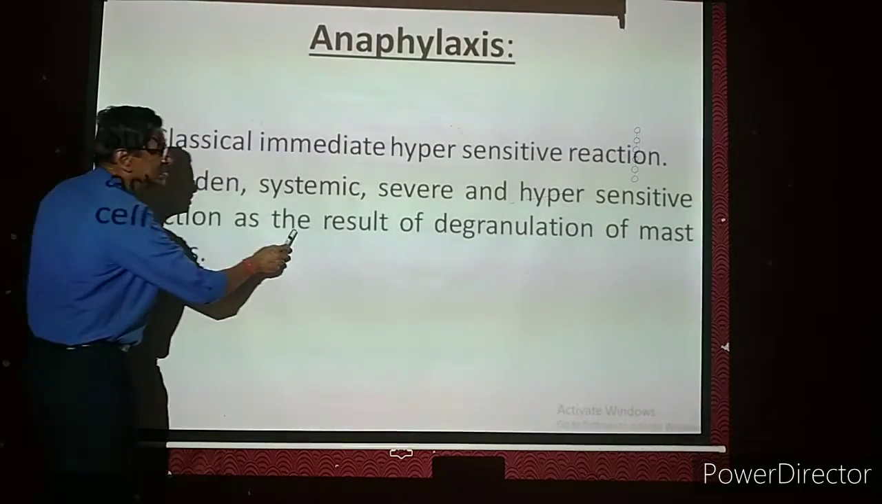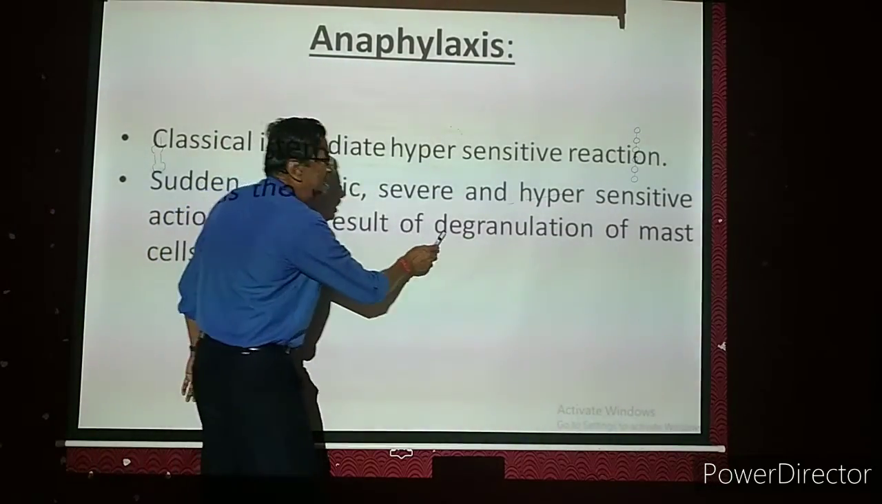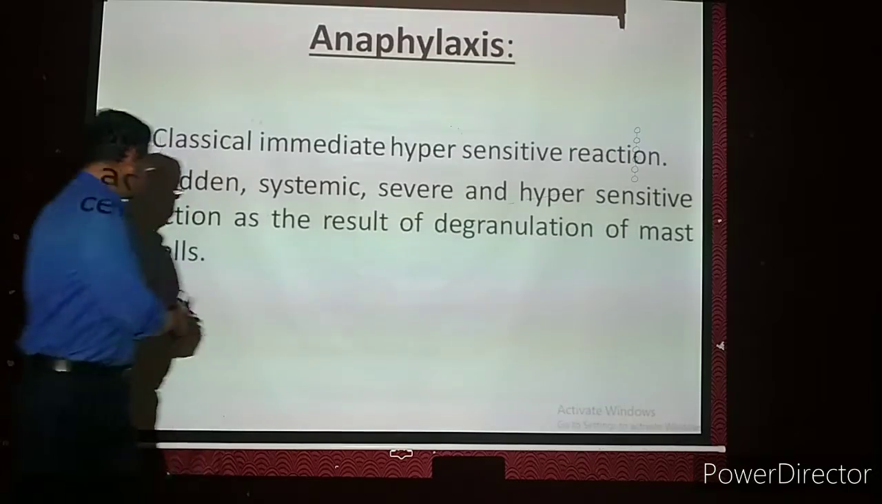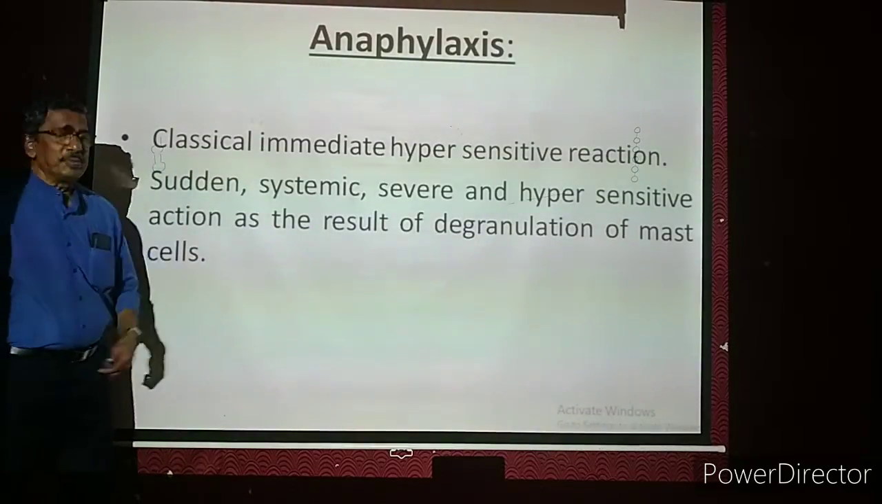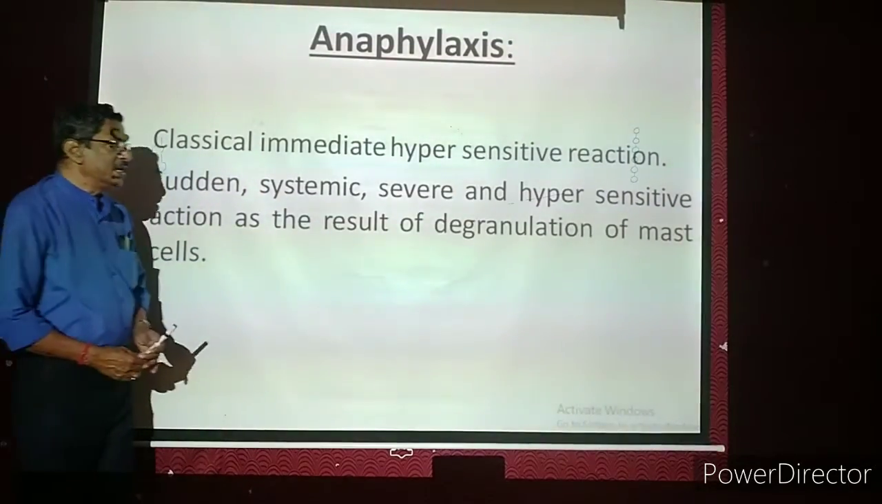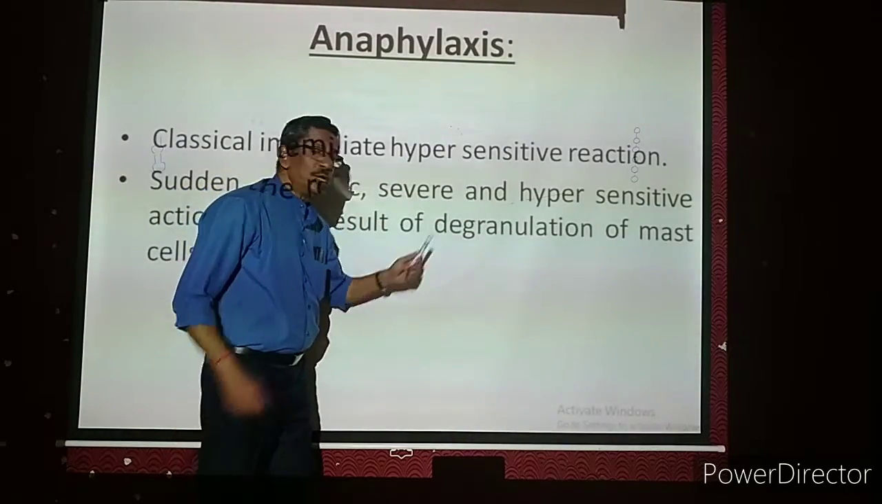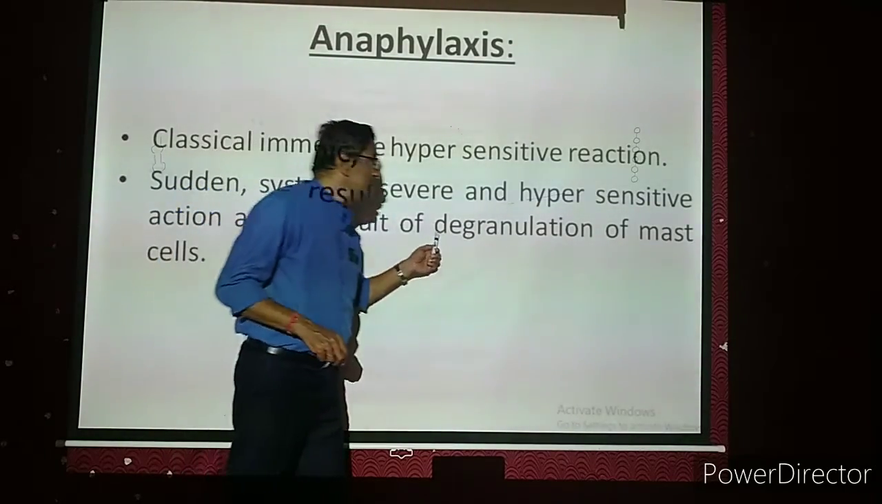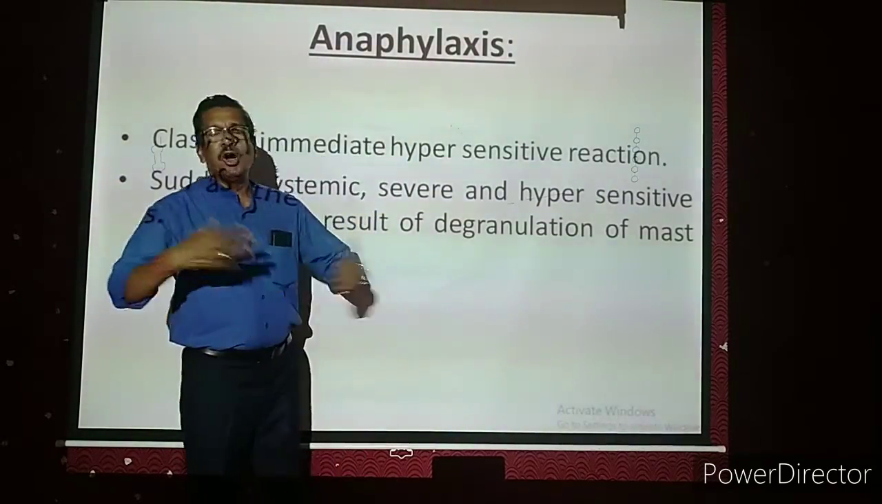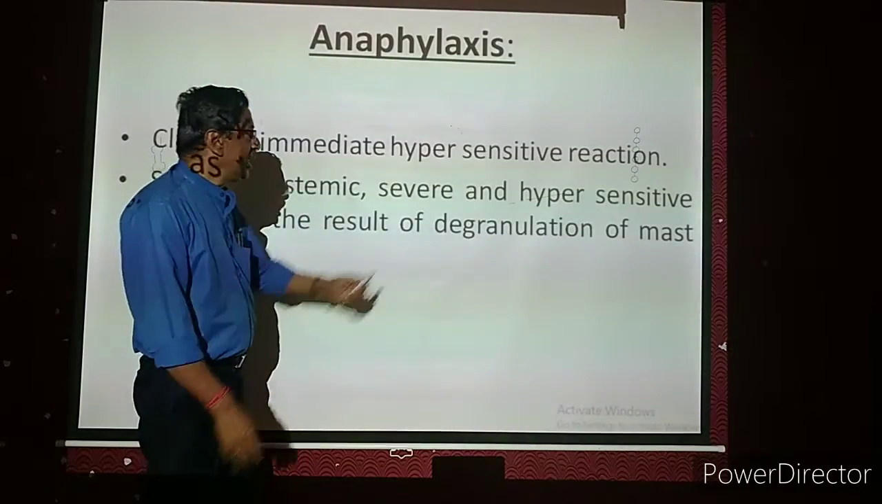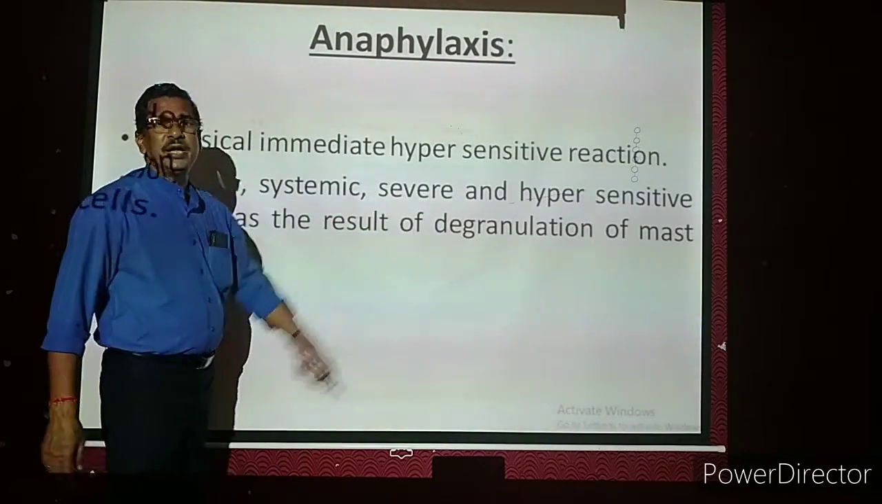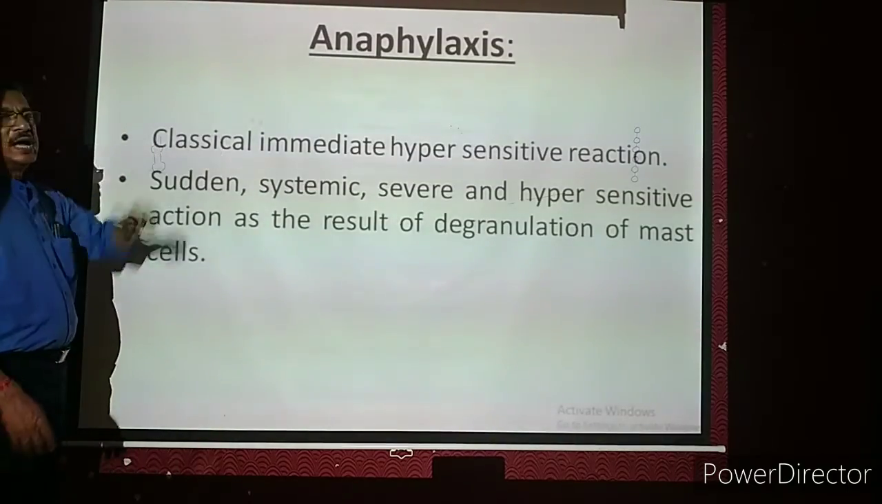reaction as the result of degranulation of mast cells. Just before, I told you mast cells are one type of white blood cells. In the white blood cells, granules are present in the cytoplasm. Degranulation means the granules are dissolved. As a result, an immediate reaction takes place. That is called anaphylaxis.